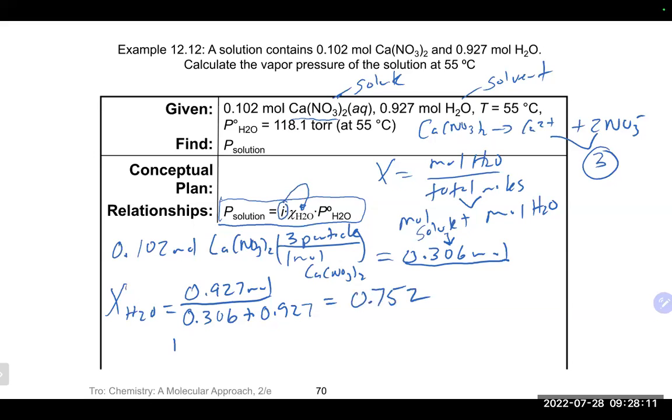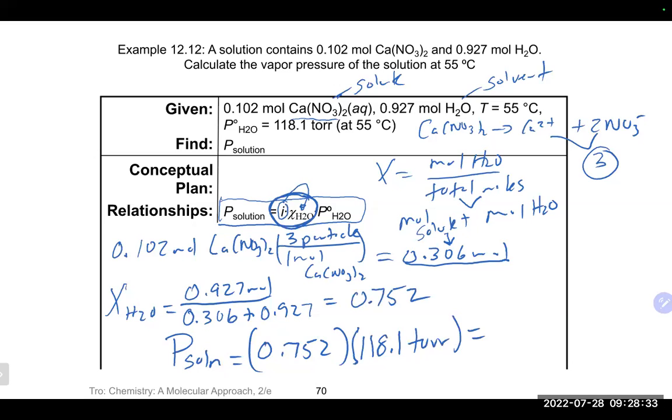Now we can go into our Raoult's law and find that the vapor pressure of our solution will be 0.752. That already took into account both the mole fraction and the i value, times the vapor pressure of just water at 55 degrees, which is 118.1 torr. And we end up with about 88.79 torr as our vapor pressure of the solution.